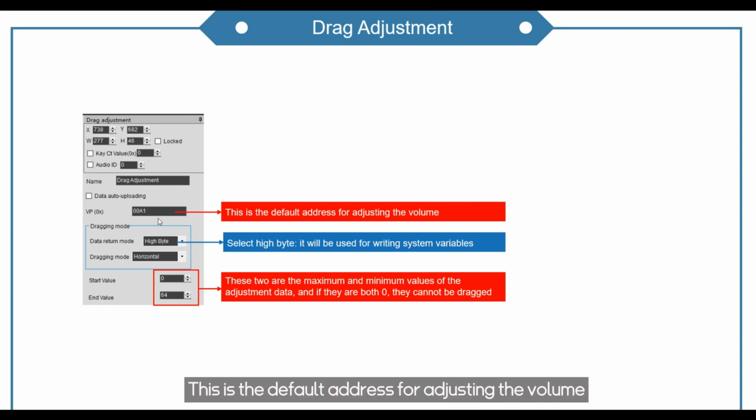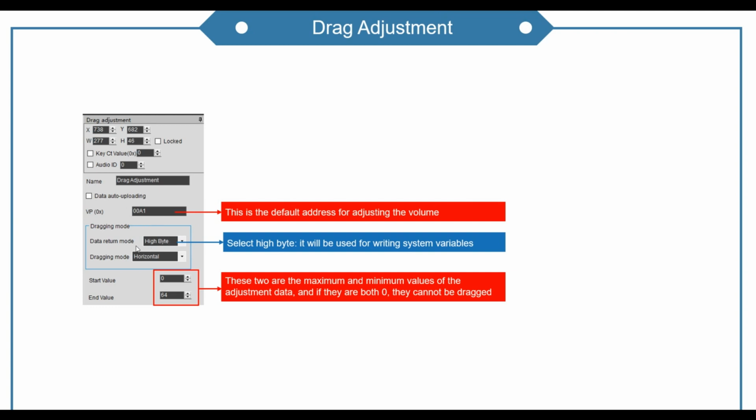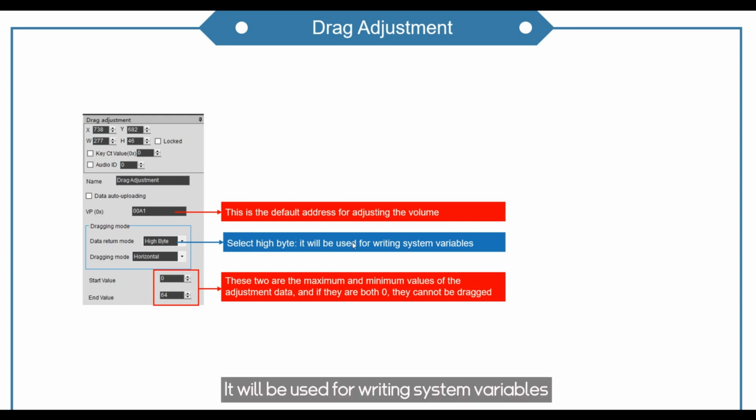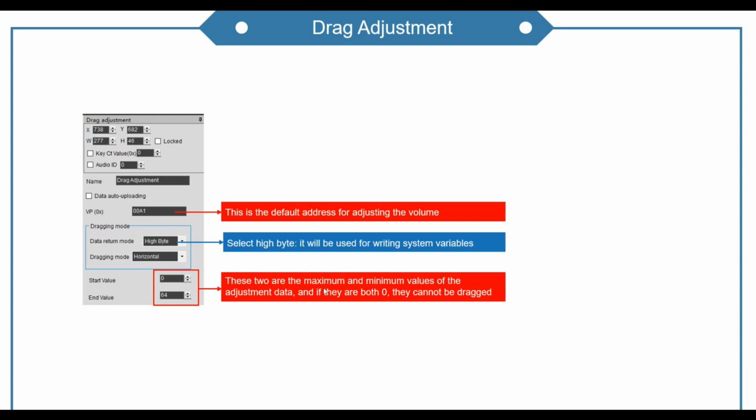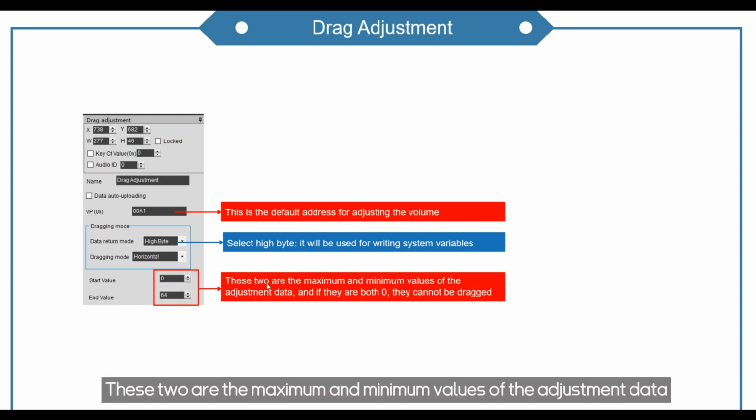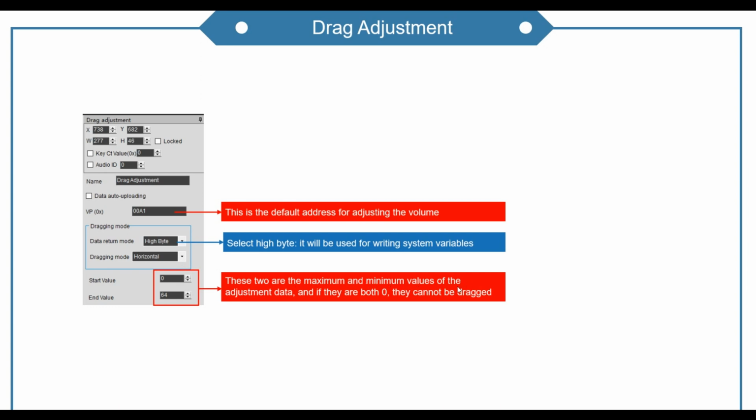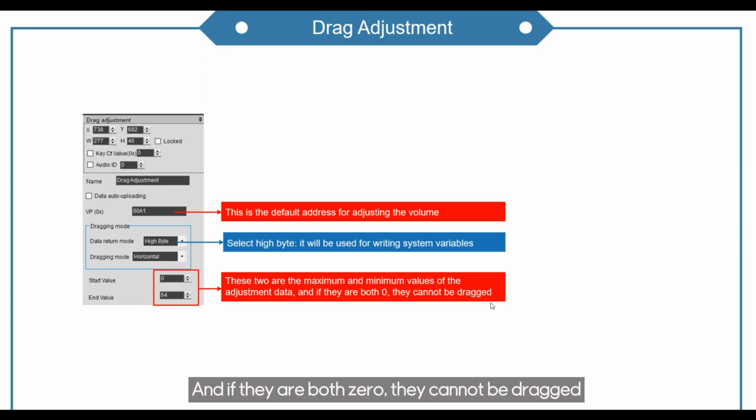This is the default address for adjusting the volume. Select high byte. It will be used for writing system variables. These two are the maximum and minimum values of the adjustment data. And if they are both zero, they cannot be dragged.